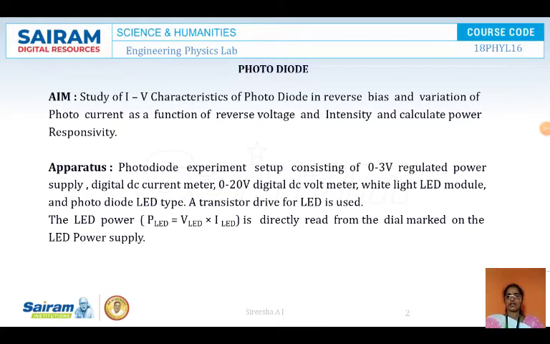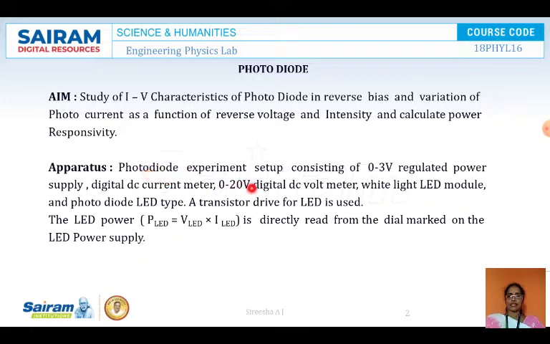The aim of the experiment is to study the VI characteristics of a photodiode in reverse bias and the variation of photocurrent as a function of reverse voltage and intensity. Also, calculate the power responsivity of a given photodiode. That means here we are going to determine the VI characteristics of a photodiode when it is connected in the reverse bias condition, and also the variation of photocurrent as a function of reverse voltage and intensity. Calculate the responsivity.